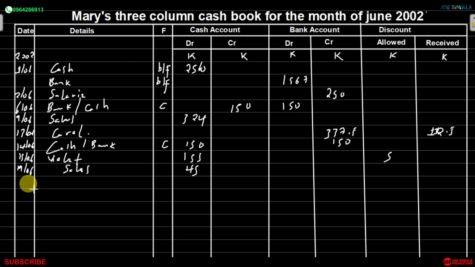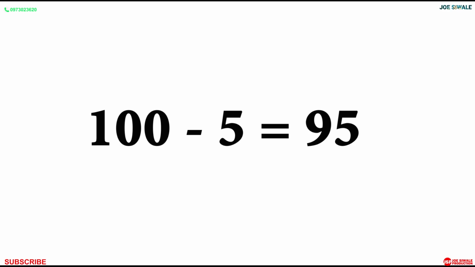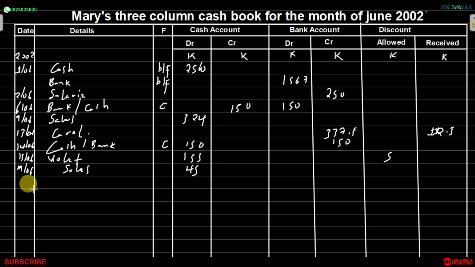And since we paid by check, that means that money was going out of the business, and the amount of money that we're going to record on the credit side of the bank account, we're going to say 100 minus the 5 kwacha discount that we received, and we're going to have 95. So we can say 25th of June. In our details, we're going to say Michael. Since we paid Michael by check, we're going to credit the bank account by 95, and since we received discount, we're going to record our 5 kwacha there.